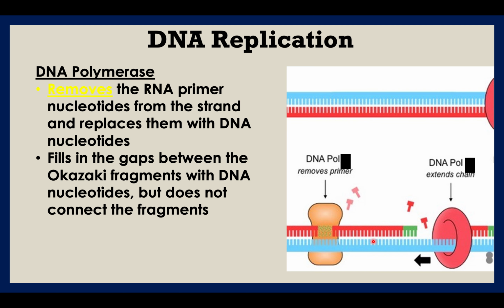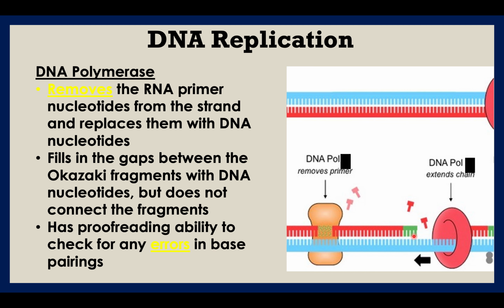Okazaki fragments are all of these. Every one of the DNA fragments in the lagging strand is called an Okazaki fragment. So when the primer is released, it's taken away by the DNA polymerase and filled again with more DNA. That is effectively getting rid of an Okazaki fragment. DNA polymerase also has proofreading activity to check for any errors in base pairings. So if it notices that there is an error, DNA polymerase is able to go back, remove the wrong base, and replace it with the right base.